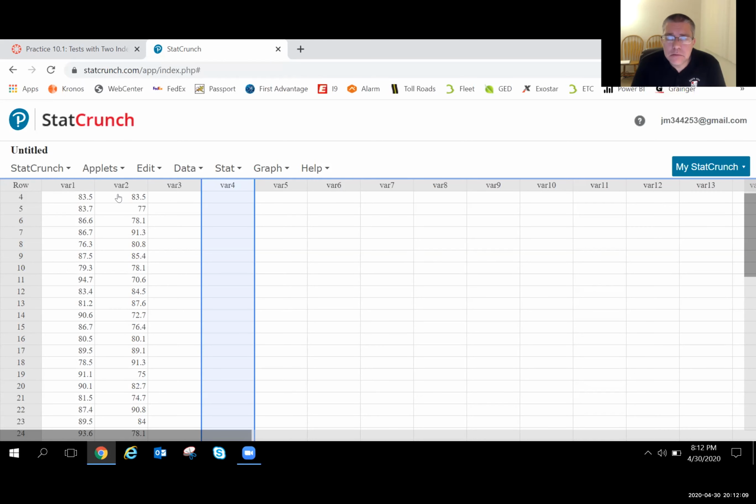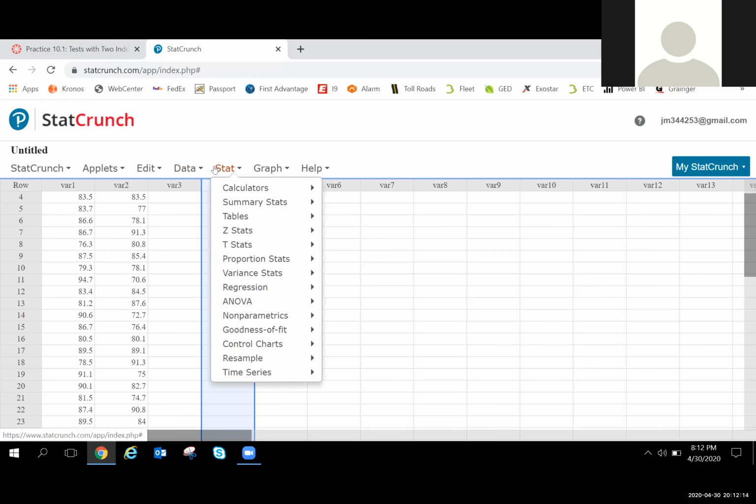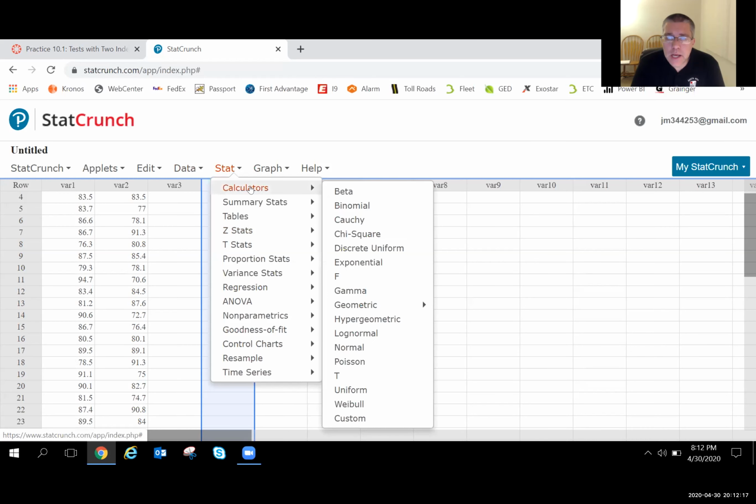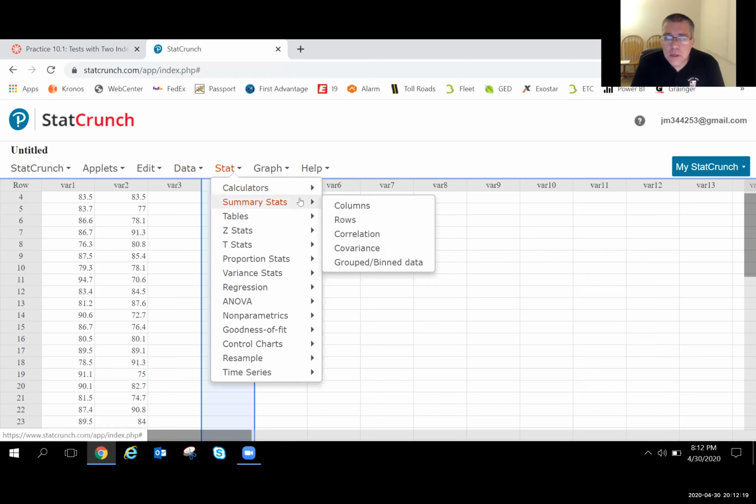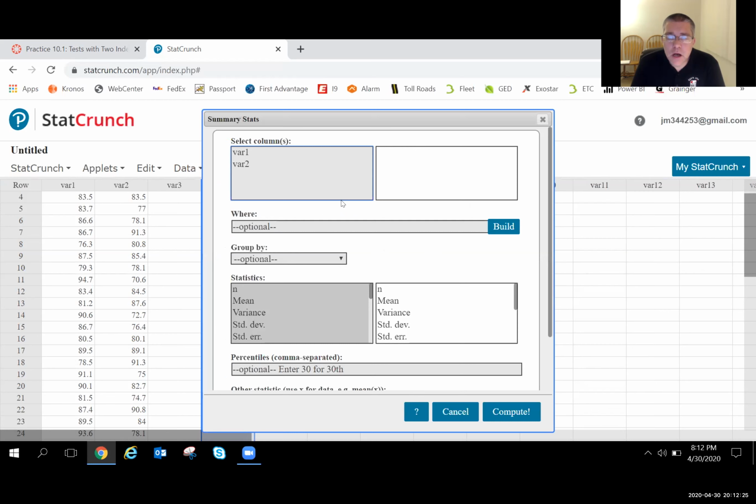Go to stat. Okay. Do I have to highlight anything or just? Go to summary stats. And go to columns. Okay, and then select the column that you want. And then select the statistics that you want to be reported. You want the mean. Okay, you want the standard deviation. There you go. And then compute.